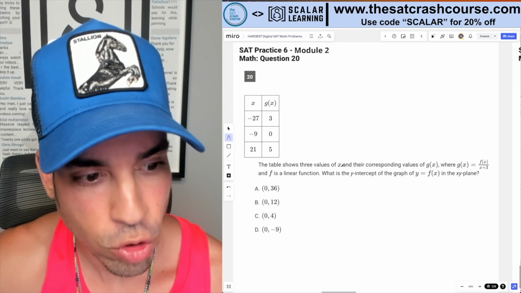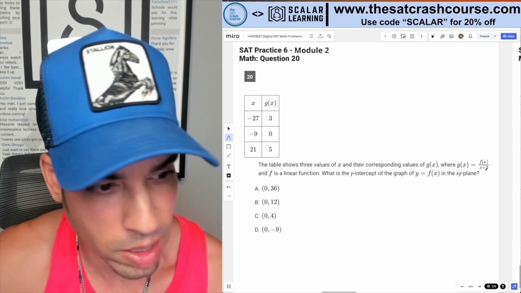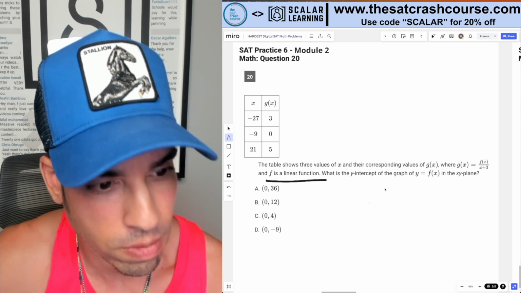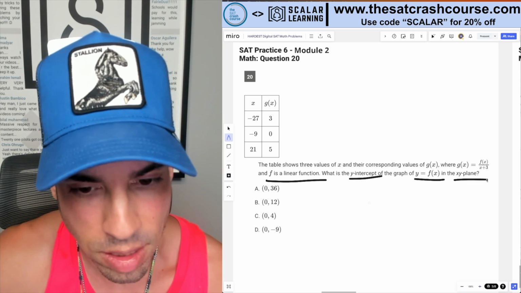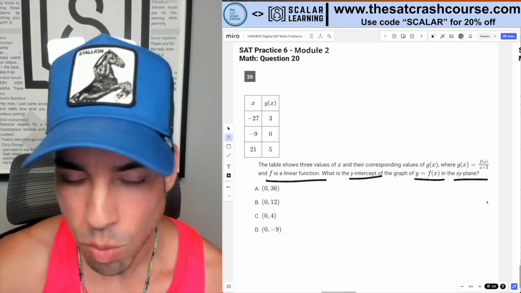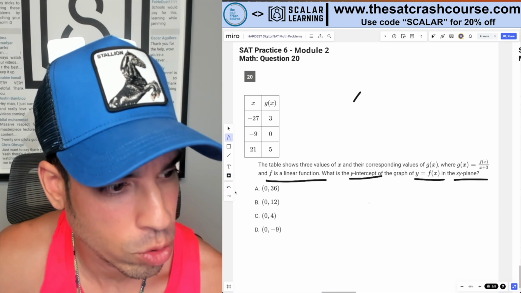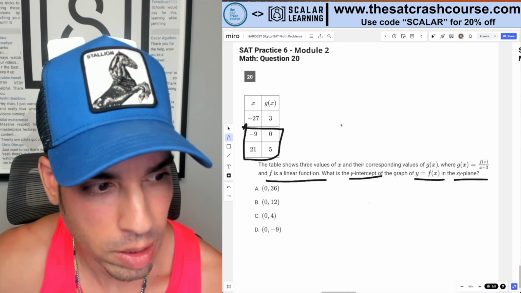Done. The table shows 3 values of x and the corresponding values of g of x, where g of x is equal to f of x over x plus 3, and f is a linear function. What is the y-intercept of y equals f of x in the xy plane? So what we're going to do is a little plug and chug to try and figure out what f of x is. So I'm going to just choose 2 of these points here. Let's choose these 2, okay? And we're going to do a little plugging in, right?